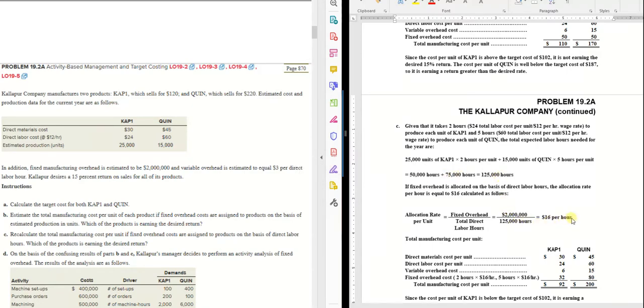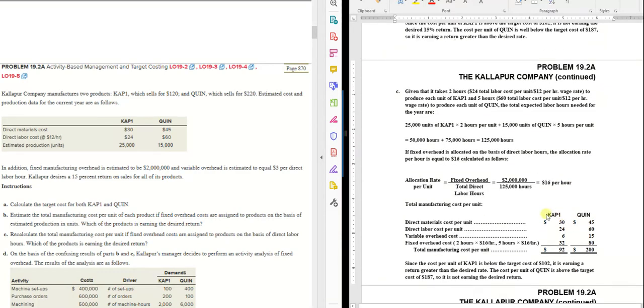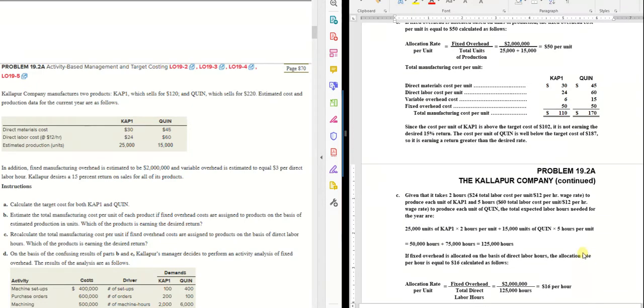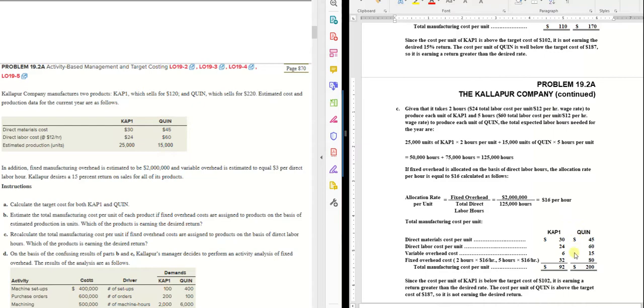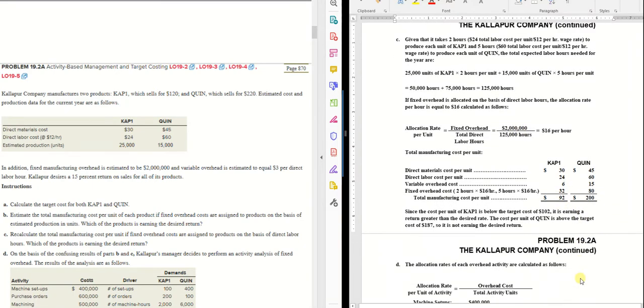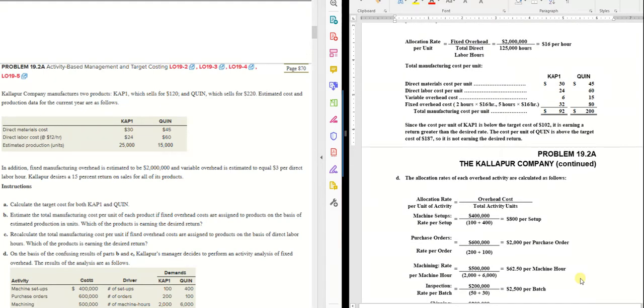That's $16 per hour. But again, this is the cost per unit, so I need to take 16 times 2 and 16 times 5 to get into the Quinn. Now, notice what happens. And remember, our target costs were 102 and 187. So I'm making it for this one, but not making it for Quinn. So this one, based on my overhead allocation, gives me flipped results. So now my question is, which one is right, and are they both wrong?